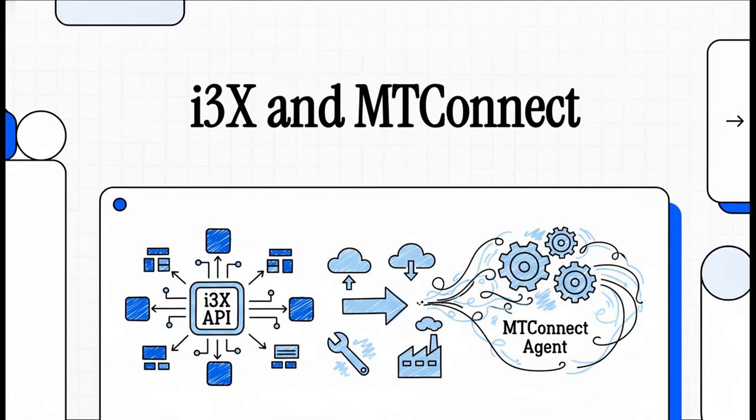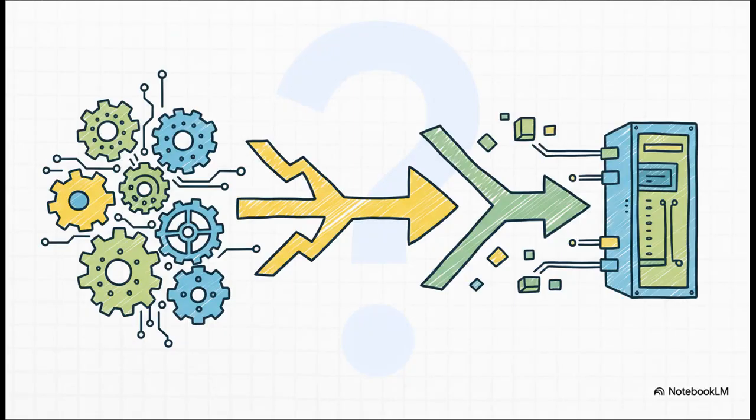All right, so we've spent a bunch of time talking about the i3X API. Now, let's get practical. Let's see what happens when we hook it up to one of the most common data sources you'll find on any factory floor, an MTConnect agent. And that brings up the big question, right?